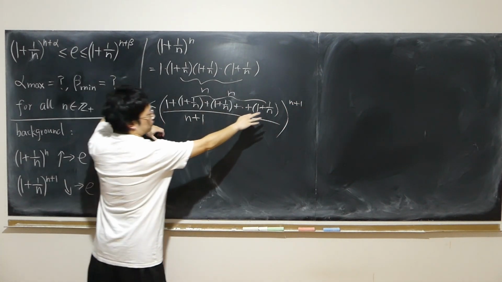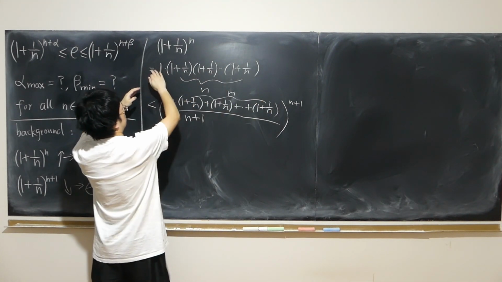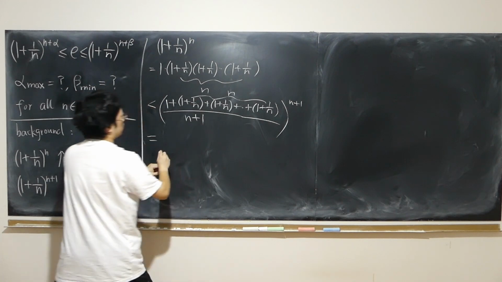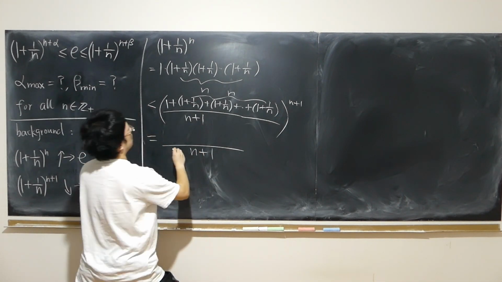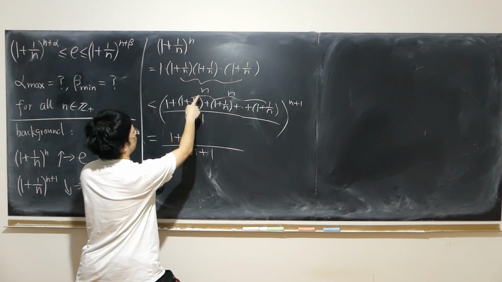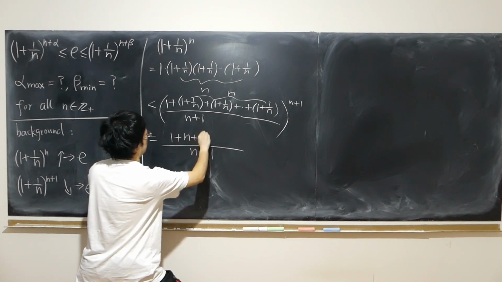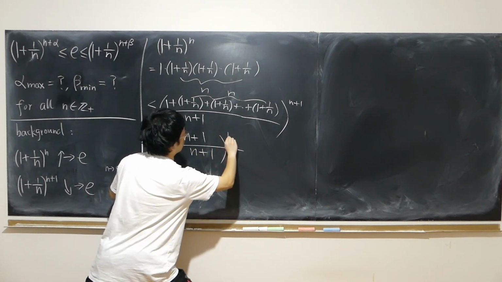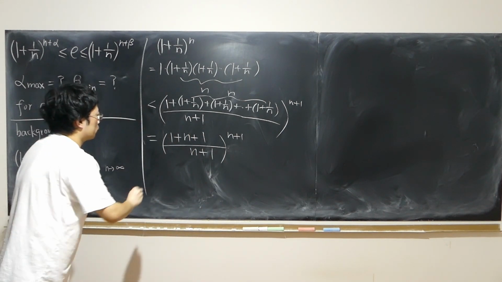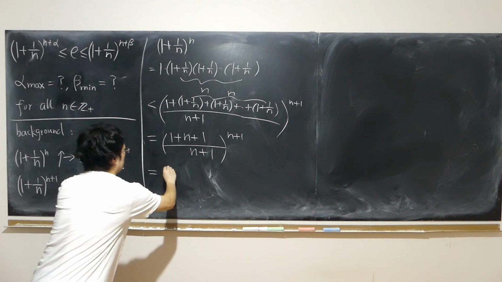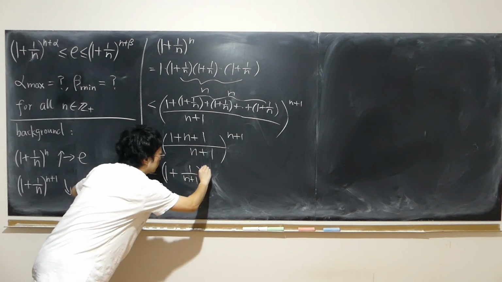Because otherwise, if I don't have this power, I would take the n plus 1th root here. So that would be equal to n plus 1, that's 1 plus n many of them, n times this thing, so n plus 1 to the power of n plus 1. So that would be equal to 1 plus 1 over n plus 1 to the power of n plus 1.